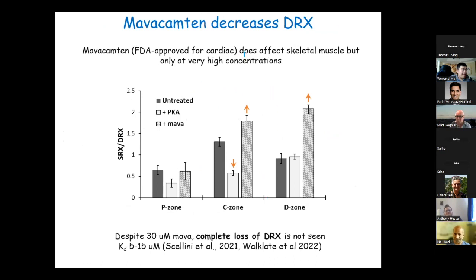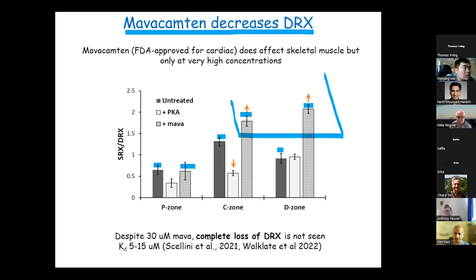We can do the very same experiment, but with mavacamten this time. And we're working with quite high concentrations of mavacamten because we're working in skeletal muscle. What we can see here is comparing the untreated, again shown in the solid bars, with the mavacamten treated. You see here, the P zone, not much of a difference, but we see an increase in the C zone and an even larger increase in the D zone, so that the C zone and D zone actually end up being approximately the same in the presence of mavacamten. So that's increasing the amount of SRX.